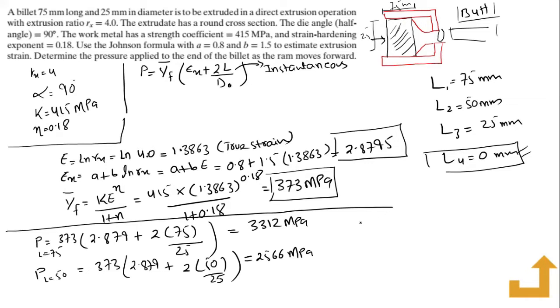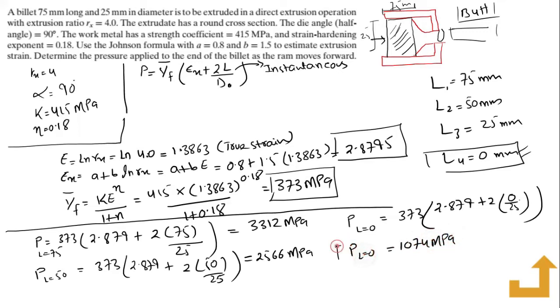Towards the end of the process, we have L equals 0, so we can have 373 into 2.879 plus 2 into 0 by 25. Obviously, as I said before, theoretically it is possible, practically it's not. We are just finding it out theoretically, so we will have the value, that is 1074 megapascals towards the end of the process.